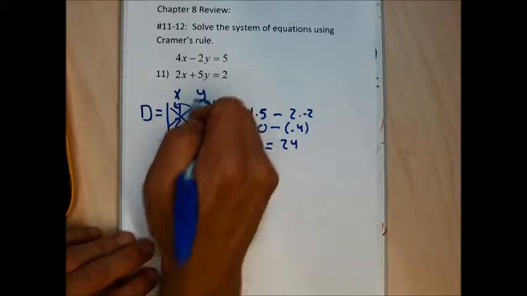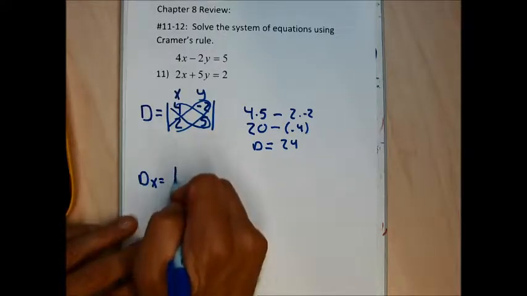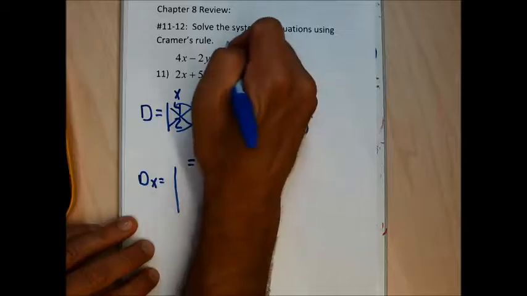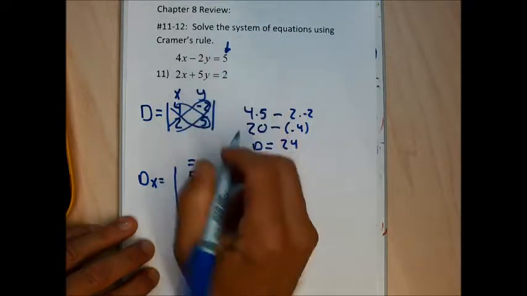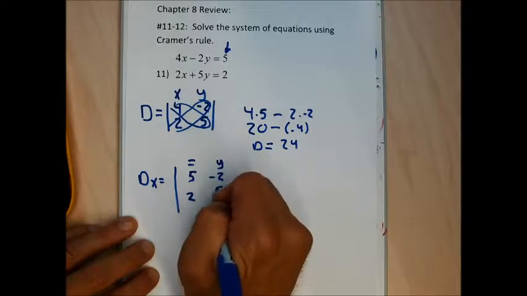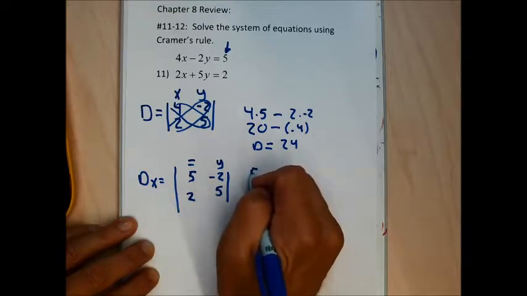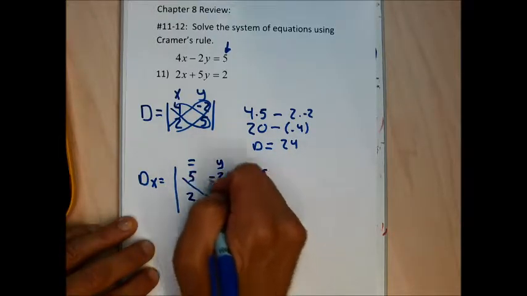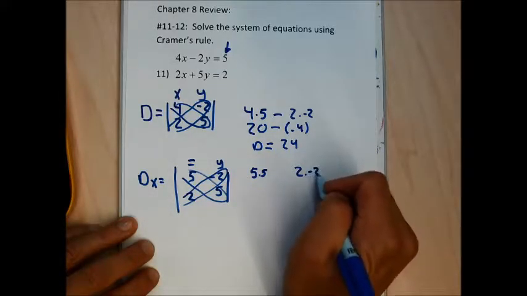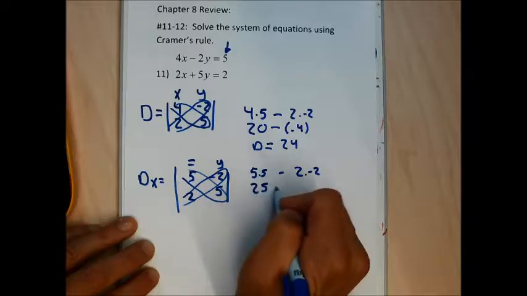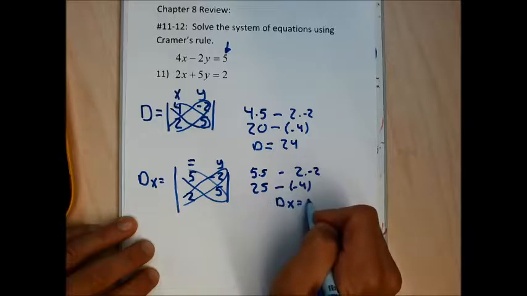So I have the x column first and the y column second in the D matrix. The D sub x matrix has the numbers from the equal column first, which are the 5 and 2, and then the numbers from the y column, which are negative 2 and 5. To figure out what D sub x is, I cross multiply down and go 5 times 5. I cross multiply up and go 2 times negative 2. Subtract those. This is going to be 25 minus a negative 4. D sub x is going to be 29.